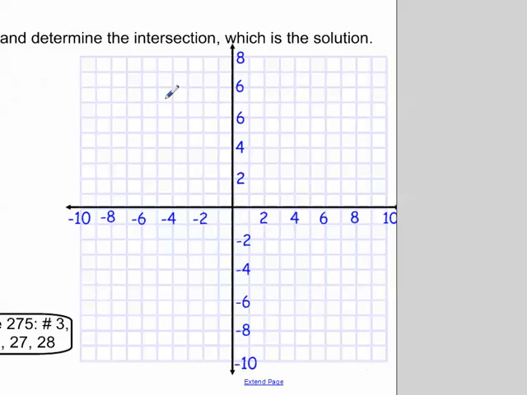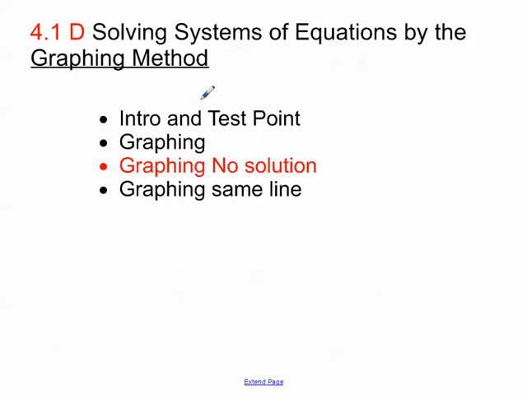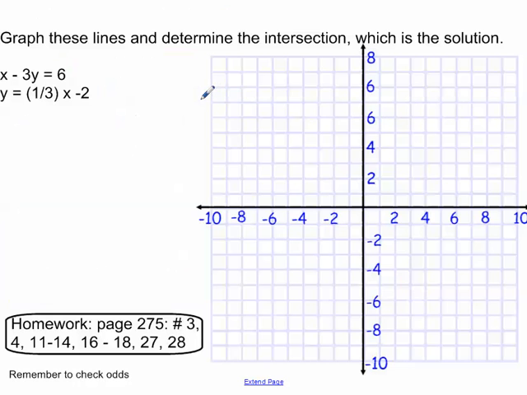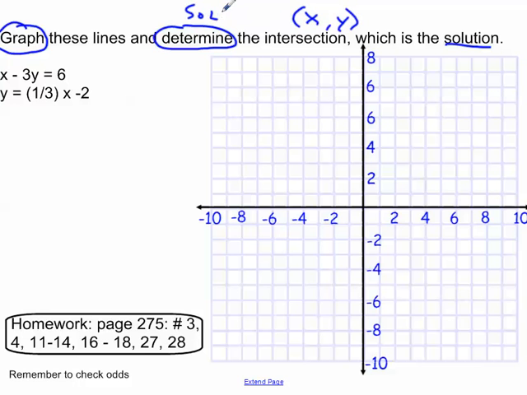So we're going to say, number one, sorry about that. Whoops. Let's go down here. Right there. All right. Step number one, graph the lines. Step number two, determine the intersection, which is the solution. What's our solution? X, Y. We've got to have an X and a Y, and it would be the same thing if I said solve this system of equations. You've got to come up with an X and a Y.